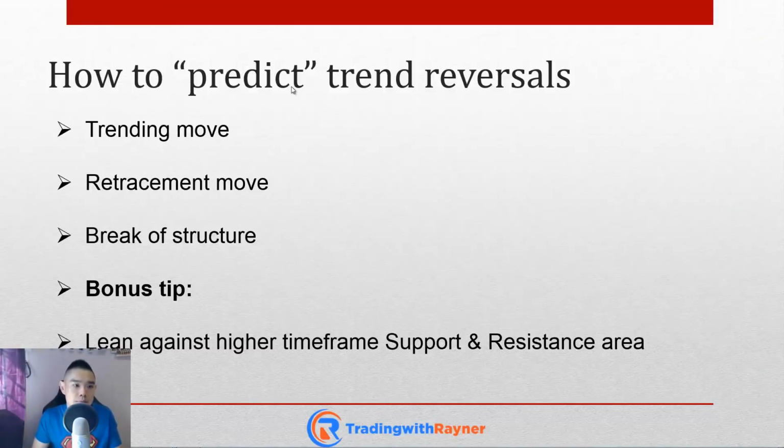So just a quick recap. Again, the trending move we spoke about. In healthy times, the trending move has large range candles. When it's not so healthy, the trending move candles tend to get smaller. For the retracement move, in healthy times, the candle ranges are small. In unhealthy times, the candles get larger and larger. A break of structure. Bonus tip is when the price leans against a higher time frame support resistance. That really helps you enhance the odds of a trend reversal.